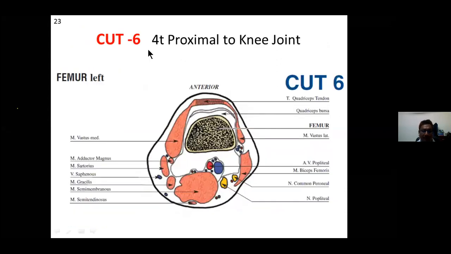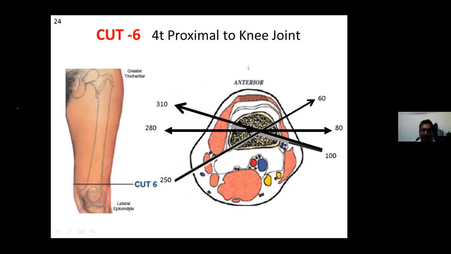Cut six, it is 4T proximal to the knee joint. The popliteal artery and veins lie posterior with the sciatic nerve. That is, all the neurovascular structures lie posterior to the femur. In this cut, multiple wires can be placed as desired. Introduction of transosseous wires in the lower third is relatively safe, except posteriorly. Transosseous wires can be placed 310 to 100, 80 to 280, bisecting these wires, that is 62 to 250, 100 to 300, 310, and a third wire between 80 to 280 degrees.